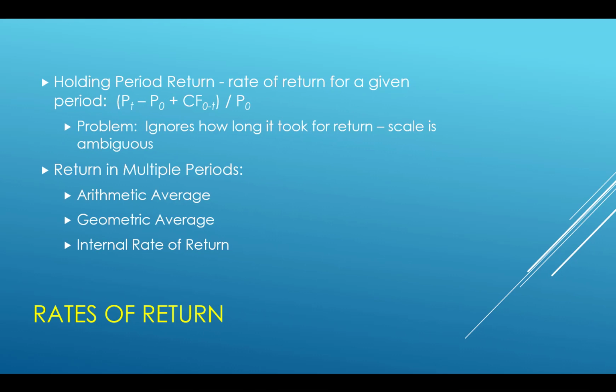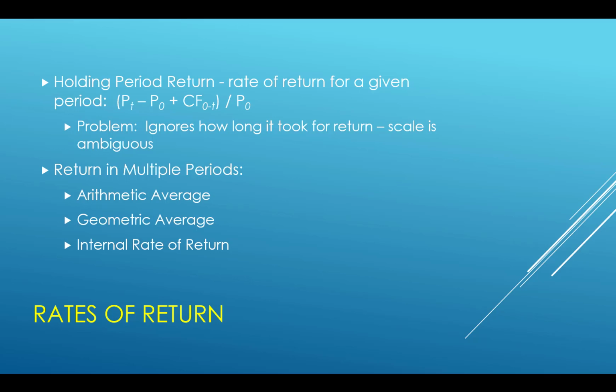So there's a problem with this holding period return measure, and that is that it ignores how long it took for you to generate that return. Another way of saying that is the scale is a bit ambiguous. So for instance, if you had a 25% return on your investment, that sounds good, but if I told you it would take you 15 years to get there, that changes things dramatically. So a holding period return isn't tied to any particular frame of reference, any particular point in time or range of time. So it's not a great way to measure returns. There's some better ways that we'll talk about here.